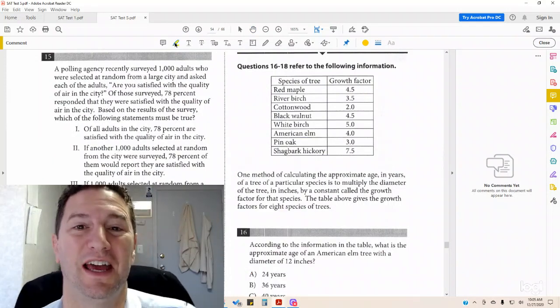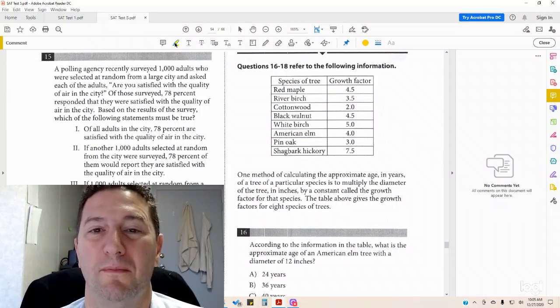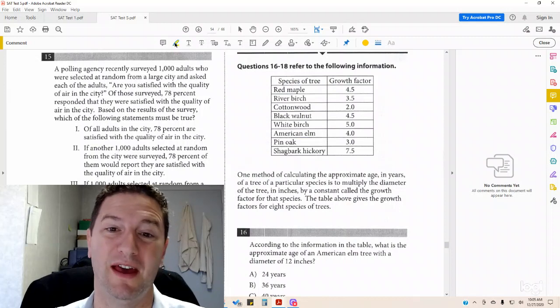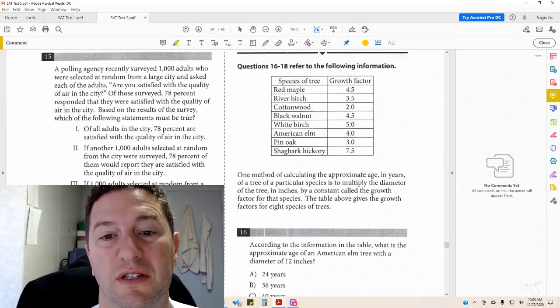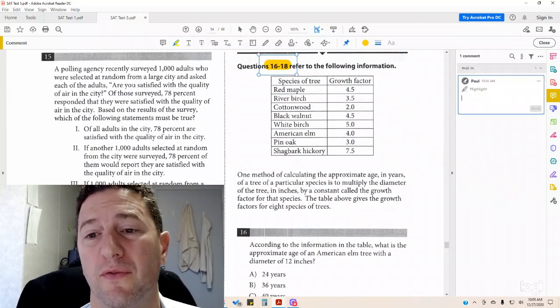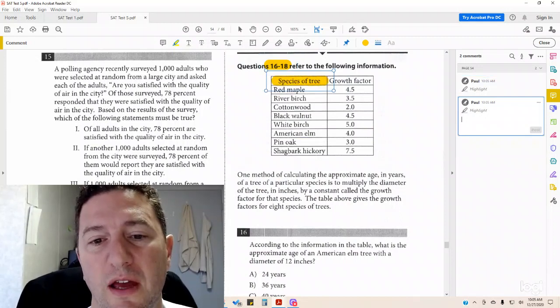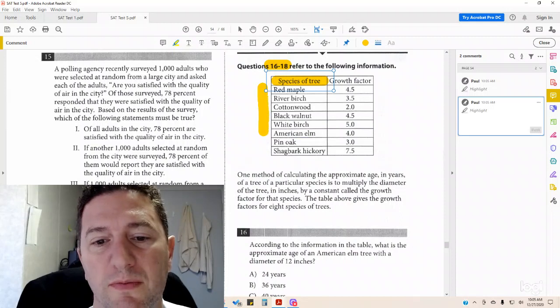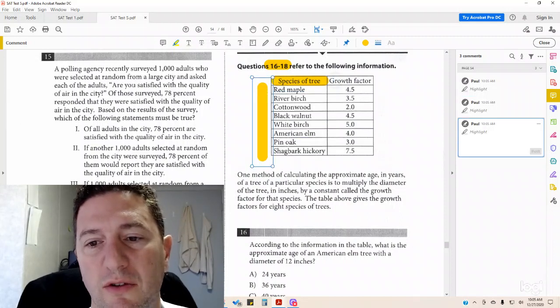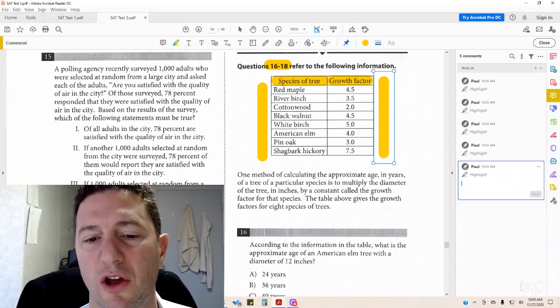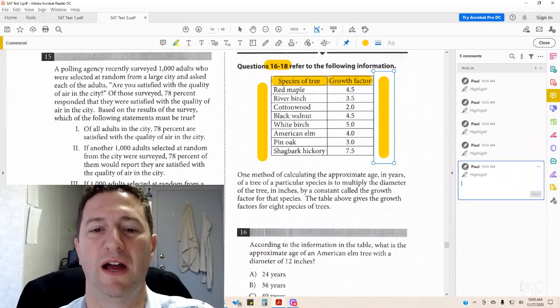And today we're going to look at Test 5, Section 4, number 18. But before we do, we've got to reference the table that it refers to. Notice here it says questions 16 to 18 for the following information. And what we get is species of tree on the left, and you could see all the different species of tree here. You see growth factor on the right. Who knows what growth factor is? We got to read the blurb below it to find out.